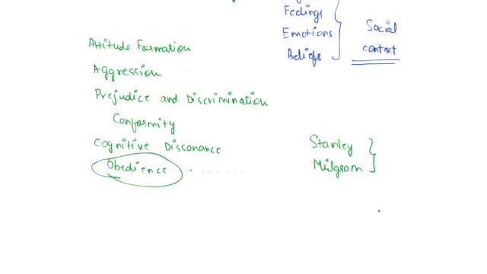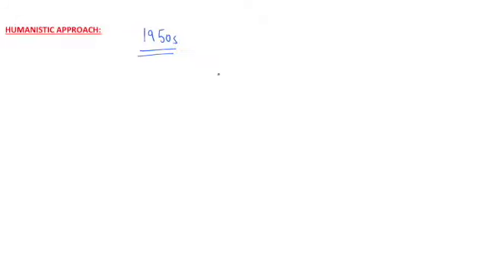Let's move on to our final approach. That's the humanistic approach. So just like the cognitive approach came out in the 1960s, humanistic psychology came out in the 1950s. There are two names which are famously associated with this approach and who were humanists. Their names are Abraham Maslow and Carl Rogers. You're going to come across the names whenever you are studying humanistic psychology.